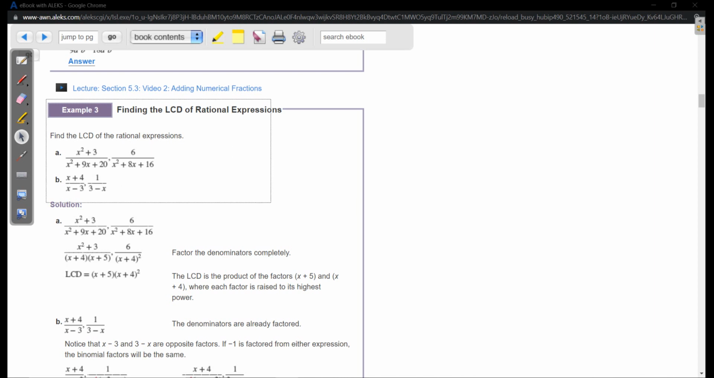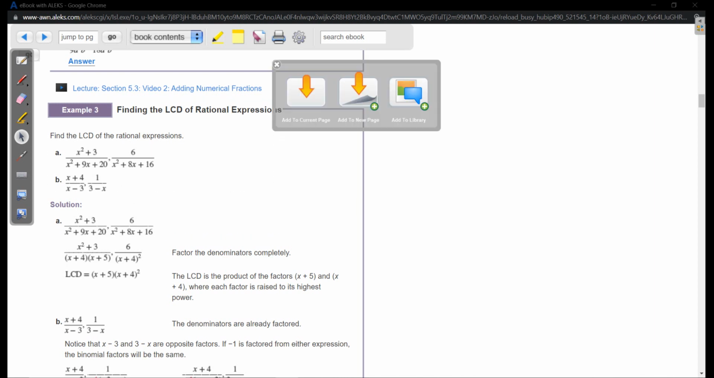More least common denominators. Find the least common denominator of the rational expressions.